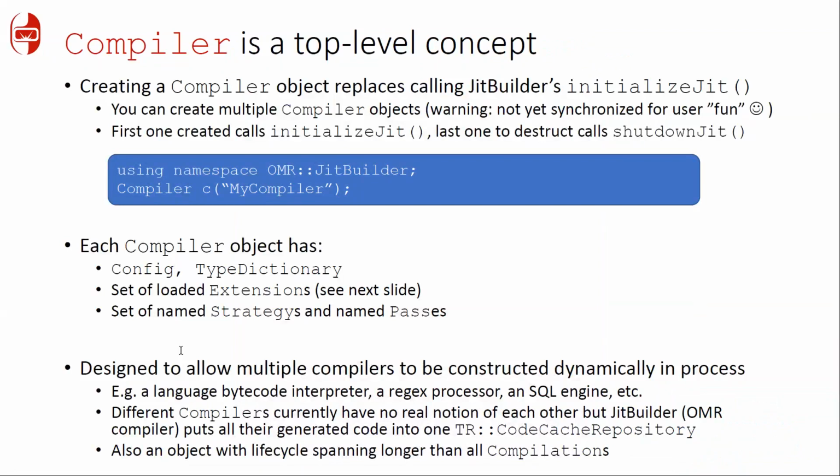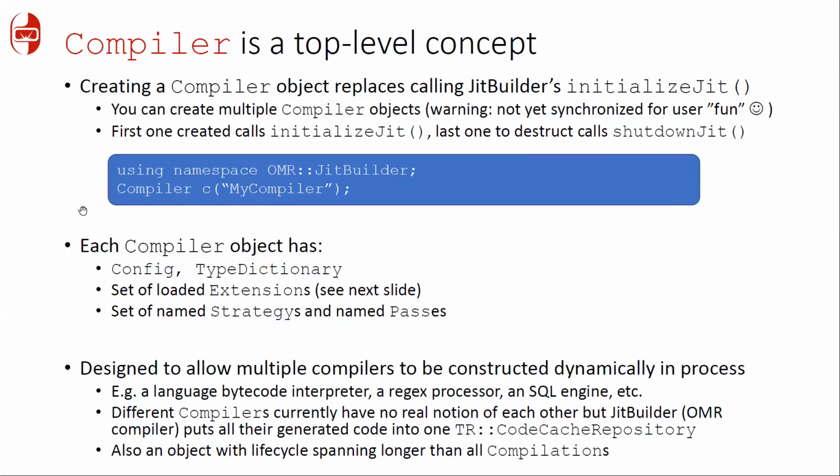The first time you create a compiler object, or rather, if there's no other compiler object currently alive, it will call initialize JIT, and if the last compiler object around gets destructed, it will call shutdown JIT. So that's how it interfaces with JitBuilder 1. And they're very easy to create. You just do a compiler C and then give it a name. Like I said, you can define multiple of them and you can configure them differently.